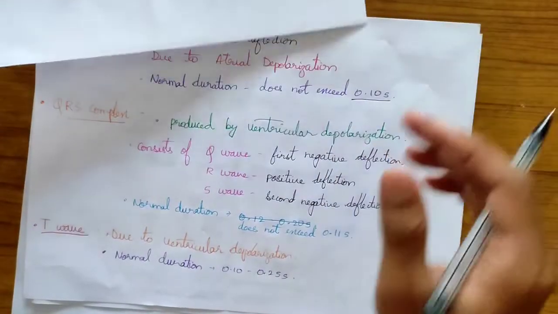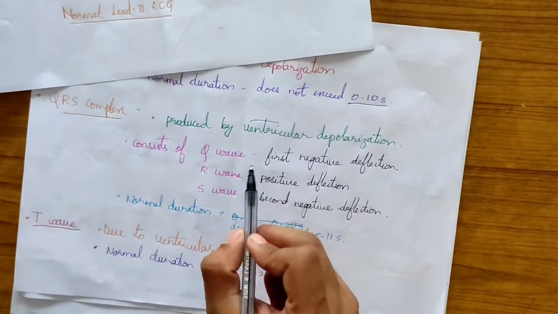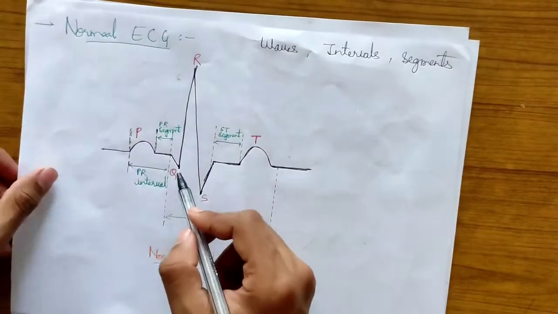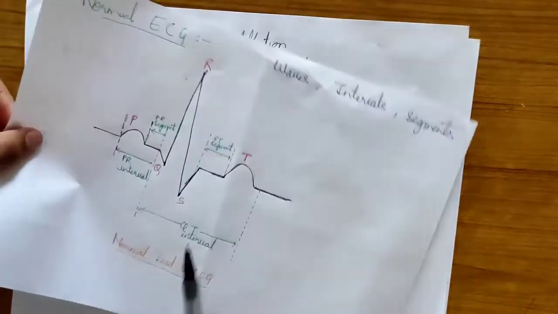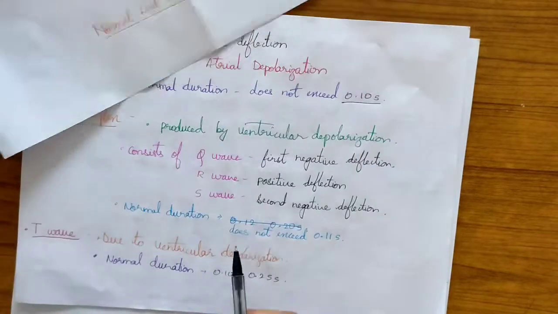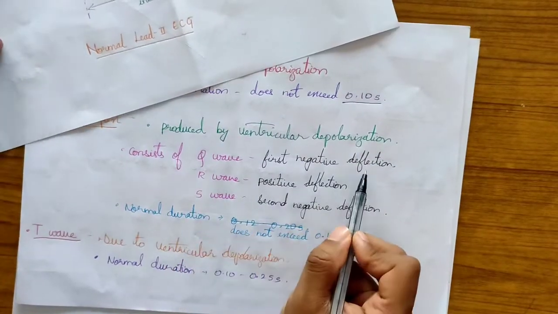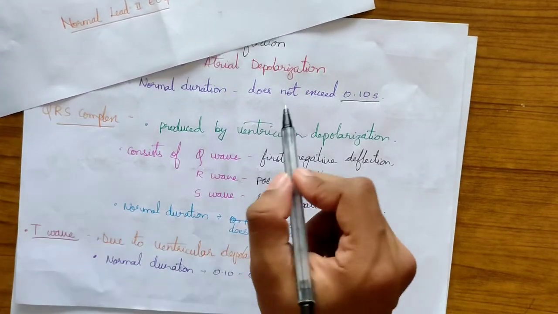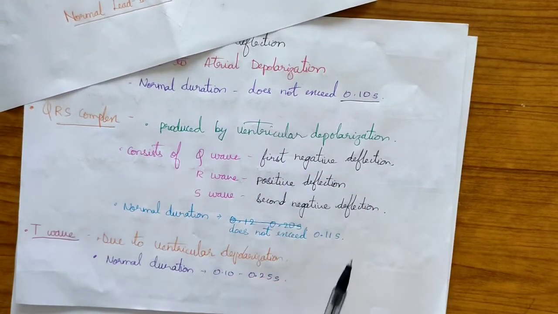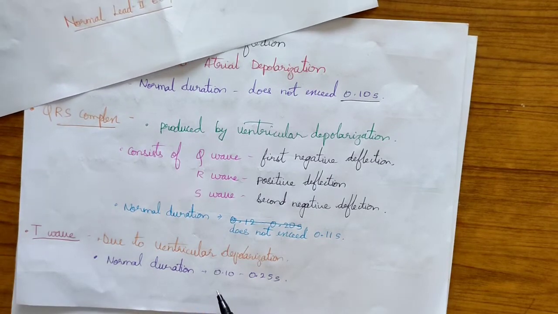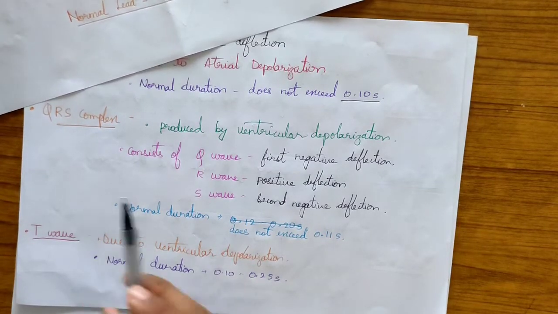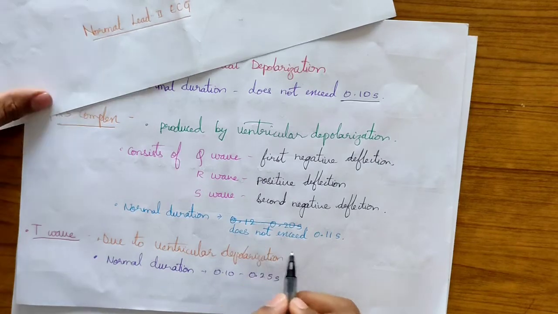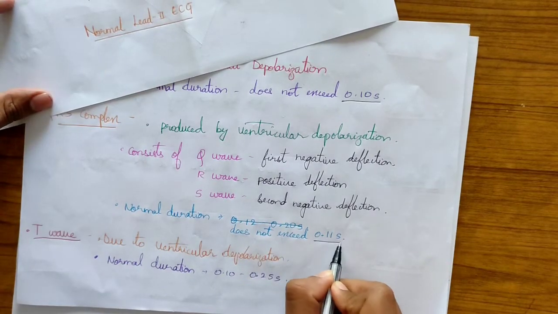The next one is the QRS complex. It is produced by ventricular depolarization. This is the QRS wave. It consists of Q wave, R wave and S wave. Q wave is the first negative deflection, R wave is the first positive deflection in the QRS complex, and S wave is the second negative deflection in the QRS complex. The normal duration of the QRS complex does not exceed 0.11 seconds.